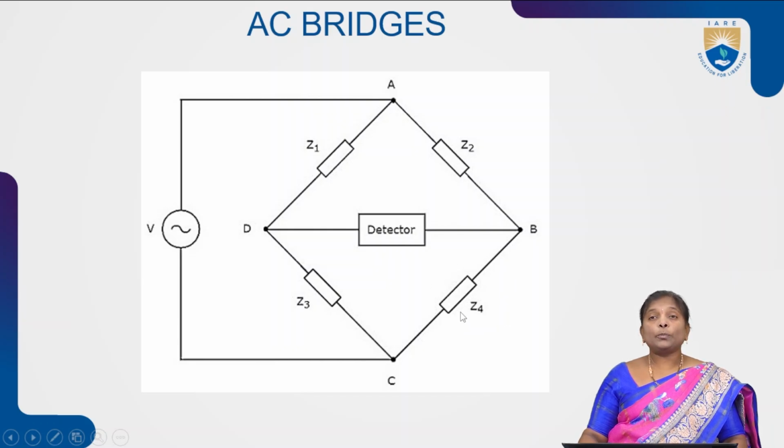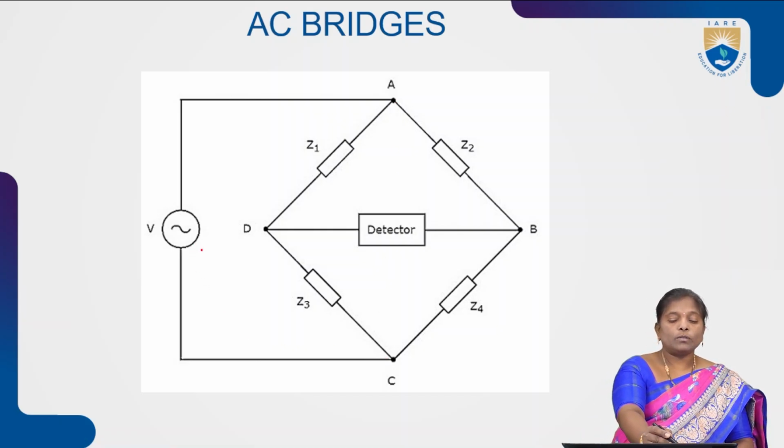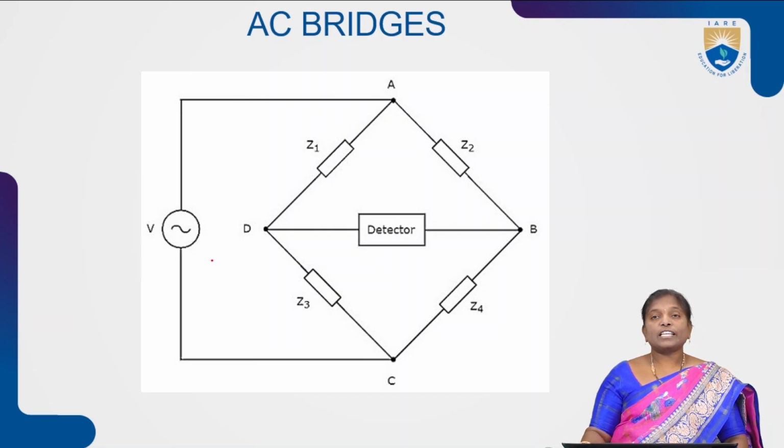Among these 4 arms, let us assume that Z4 is an unknown impedance. To measure the Z4 value, we need to find the balanced bridge condition. Whenever the bridge is in the balanced condition, we can measure this unknown parameter Z4. For any AC bridge, the 2 opposite arms of the bridge are connected to an AC voltage, whereas the remaining 2 arms of the bridge are connected to a detector. This is the general construction of an AC bridge.